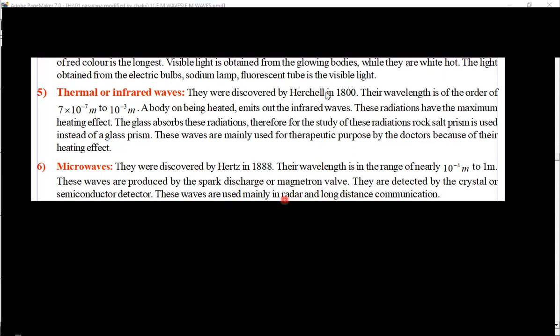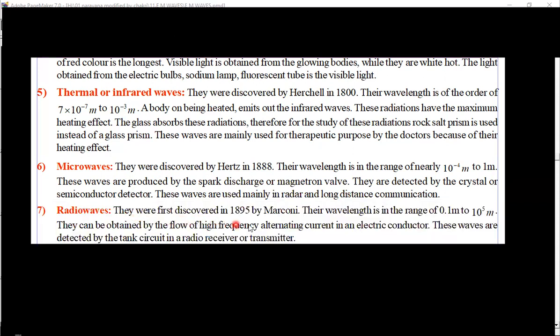Next one is radio waves. These waves were discovered by Marconi in 1895. Their wavelength is in the range of 0.1 meter to 10⁵ meter. They can be obtained by the flow of high frequency alternating current in an electric conductor. So this is the source of radio waves. These waves are detected by the tank circuit in a radio receiver or transmitter.